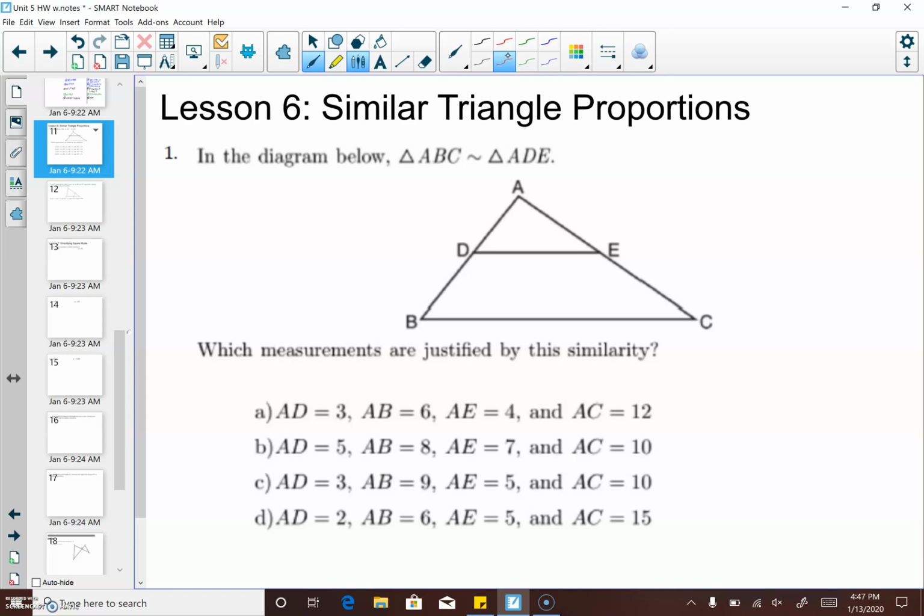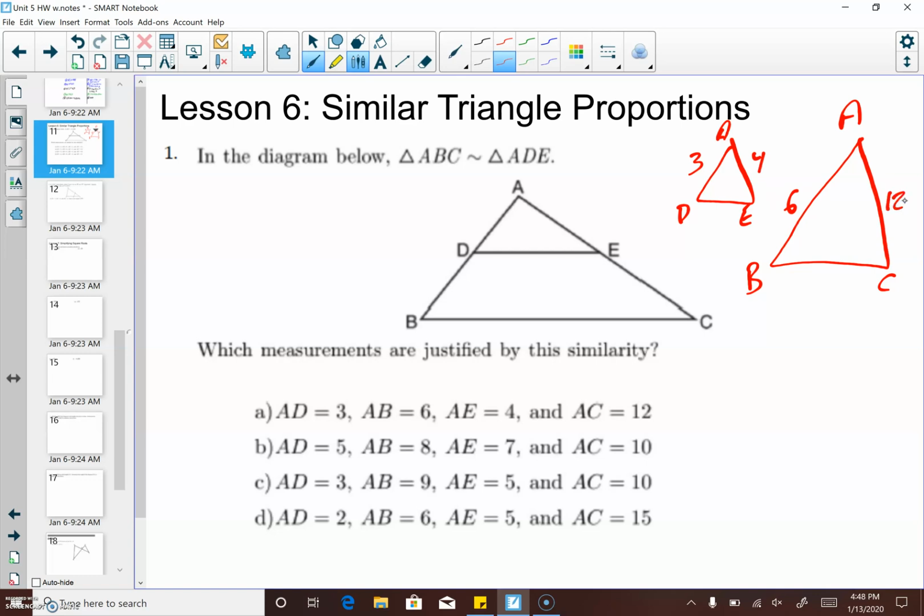And if I look at all the numbers, it's all AD, AB, AE, and AC. So they really work here on splitting the triangles into their big version and their small version. So what I'm going to do is I'm going to have to erase everything for each of them, but I think this will help make it pretty clear. So the first one says AD is 3, AB is 6, AE is 4, and AC is 12.